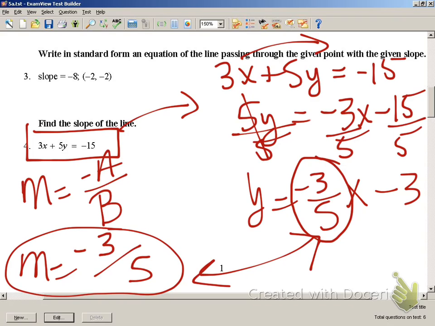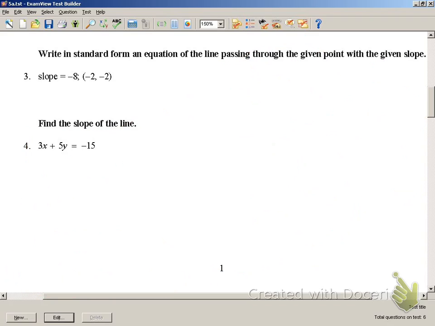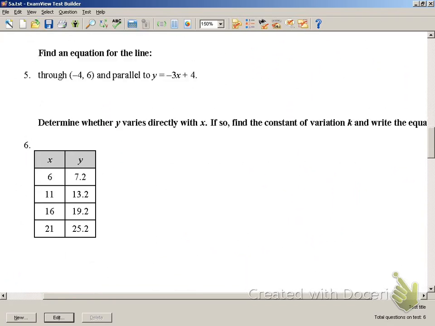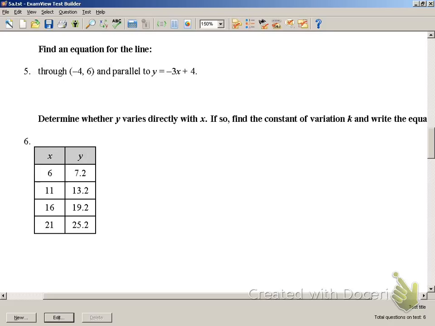Number 5, and hopefully number 6 together. Number 5 says to find an equation of a line through negative 4, 6, and parallel to y equals negative 3x plus 4. We are given a point, and we're asked to write an equation of a line through that point that is parallel. Remember, parallel lines have the same slope. So this slope here equals negative 3.